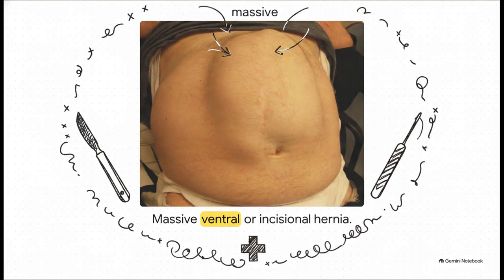And then you have the giants, massive ventral or incisional hernias. These usually pop up after previous surgeries, especially if they were wound healing issues. They are an absolute headache for surgeons because of their massive size, the complex repair required, and the frustratingly high risk that they'll just come back again.